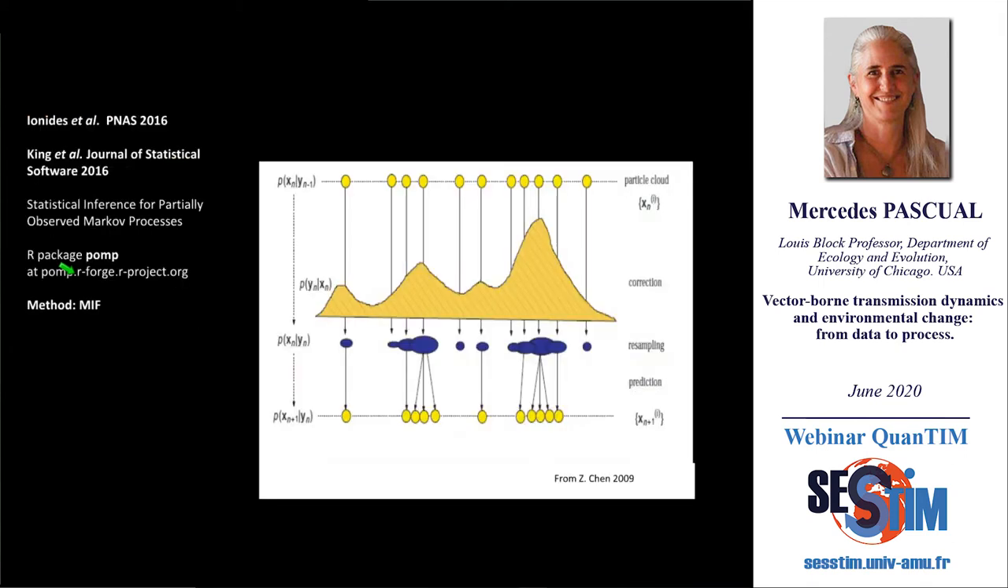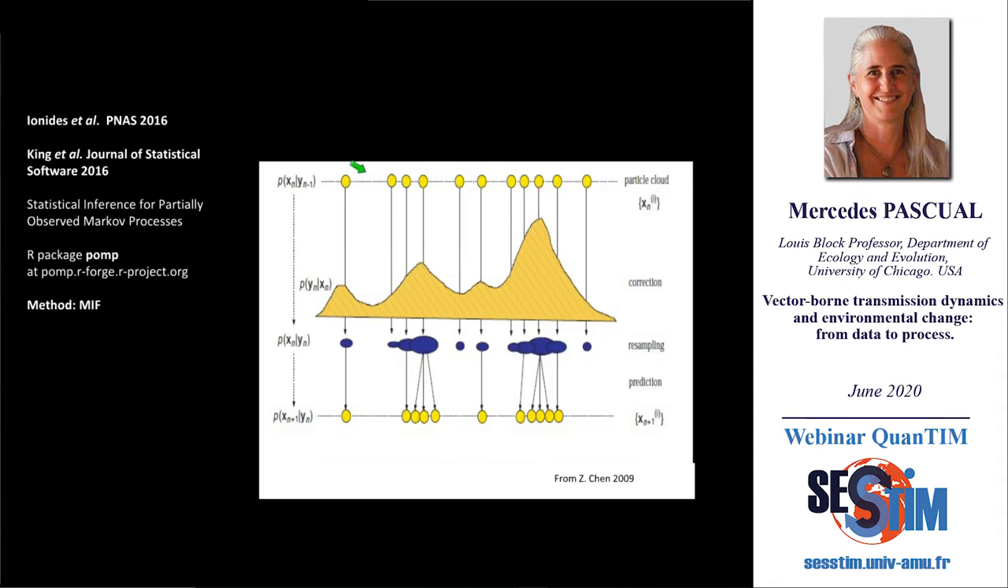I can give you here an intuition of how it works for those of you that are not familiar with these methods. If you are interested in learning about it, there are wonderful tutorials in this place here. There is an R package that interfaces to C code. The method is called likelihood maximization by iterated filtering, or MIF for short. The statistical basis for it was presented early on. Sorry, I have the wrong date here; I will correct it later. But this paper, as I said, is a very good guide, and there is a very nice tutorial.